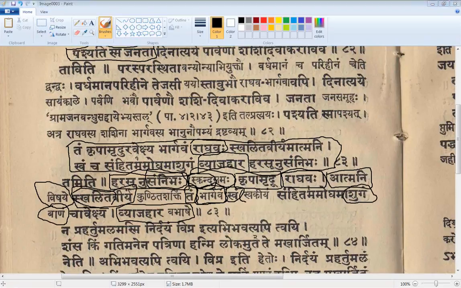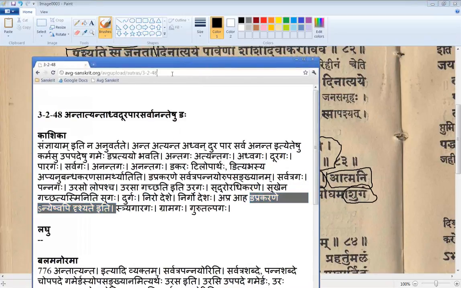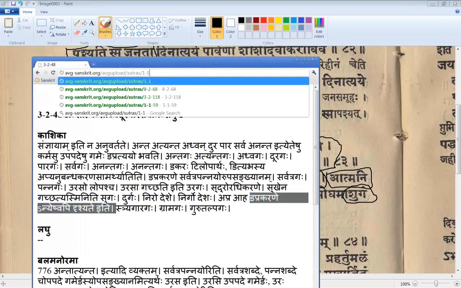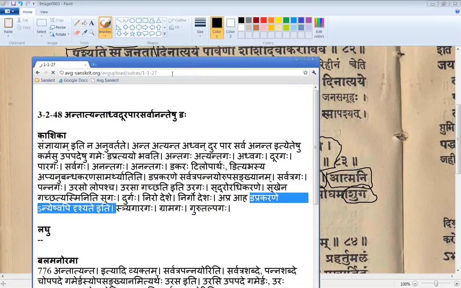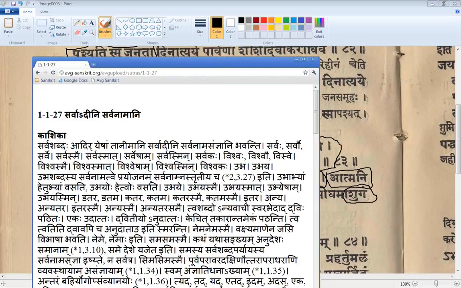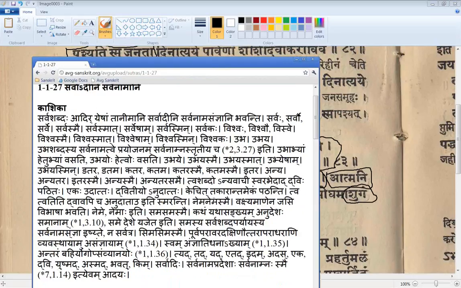Look at this sutram which has sarvadini sarvanamani. There's a Gana Sutram on that. The Gana Sutram says: swamajnati dhanakhyayam. Where is that? Oh, here it is. There's a typo here: ajnati dhanakhyayam. This means that swam will get the sarvanama sanjna only when it does not mean jnati or dhana, that is, when the meaning is neither jnati nor dhanam.